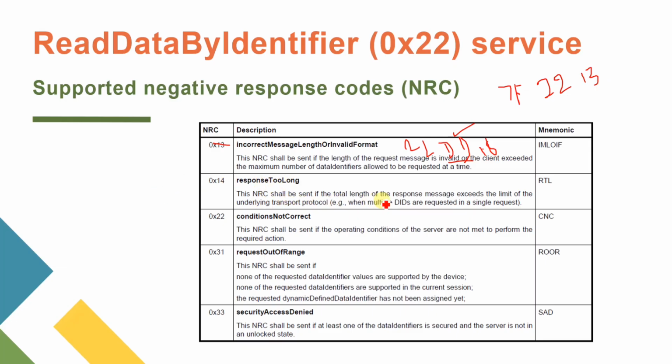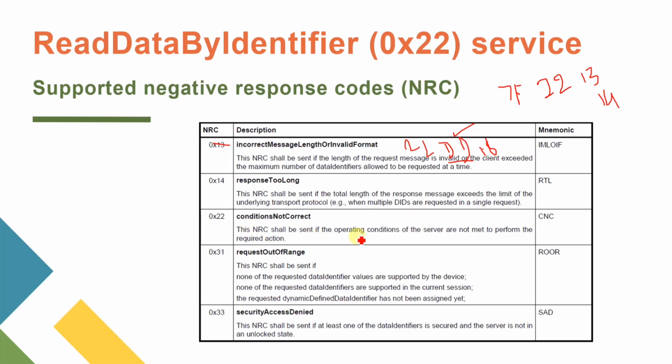This NRC shall be sent if the total length of the response message exceeds the limit of the underlying transport protocol. We are using some transport protocol like CAN, LIN, FlexRay, or MOST. It will be defined how much length it will support. If the response is too long, then it will send 14 in the response, 7F 22 14, like that. Response too long.